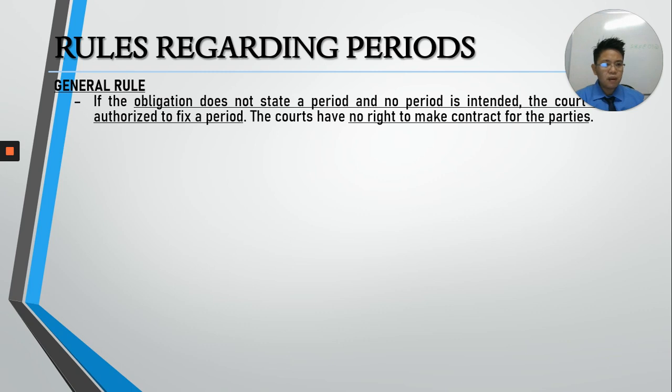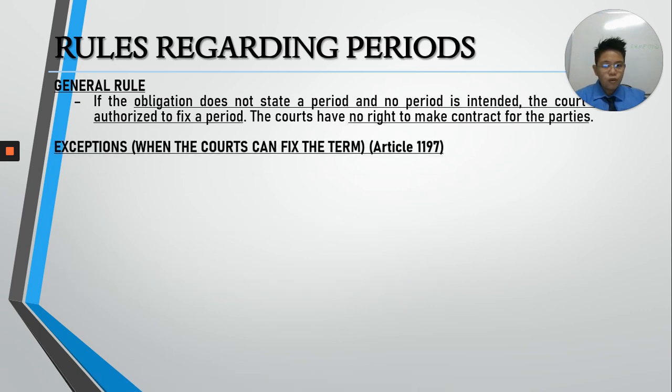Wala nga silang pinag-usapang period eh. Alangan namang the court will step in and bibigyan sila ng period na usapan. Hindi nga sila nag-agree na periodic yung obligation. Probably they agreed on a pure obligation. Tapos alangan namang magmagaling ang court at siya ang mag-impose ng period. Hindi. The courts will not make contracts for the parties. Remember that. Now, there is an exception when the courts can fix the term of a contract.